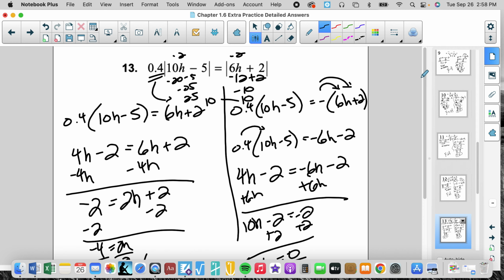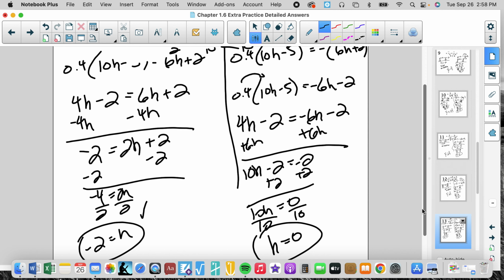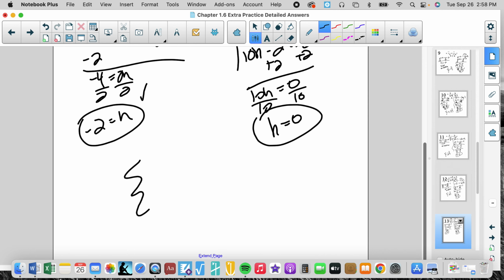Let's test 0. 0 should be a little bit easier. So 10 times 0 is 0, which leaves us with -5. Absolute value of -5 is 5. 5 times 0.4 is 2. And 0 times 6 is 0, times 2 is 2. So that also is a solution. So both of those, -2 and 0, worked in our solutions.